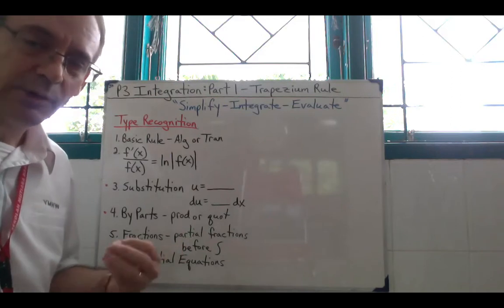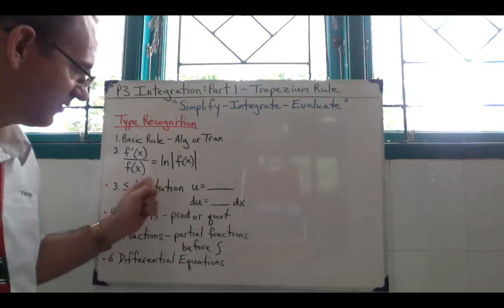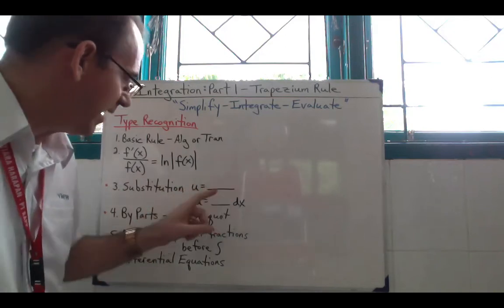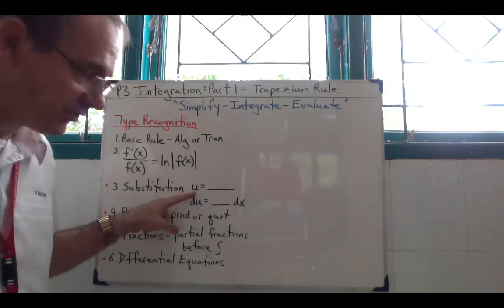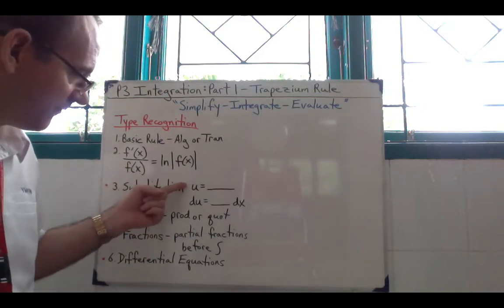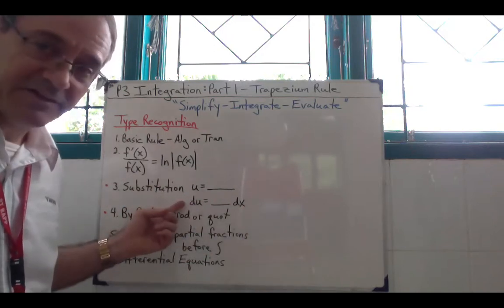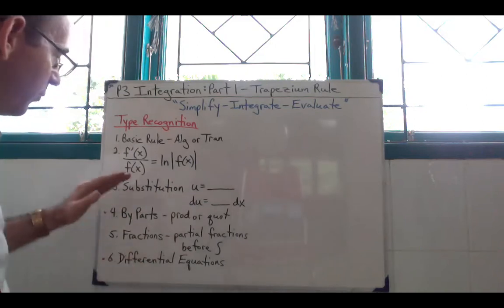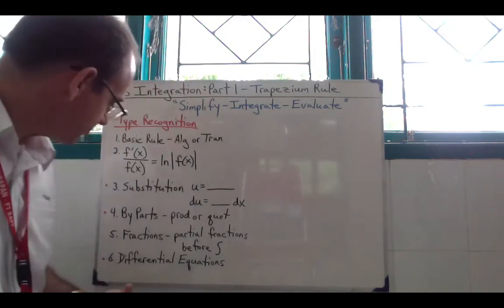So Cambridge is quite nice in this particular type. They tell you it's a substitution and they provide for you the initial u equals statement. And then you're going to see that one of the first things that you're going to do is you're going to establish the du statement. And we'll talk about that in video part 2.